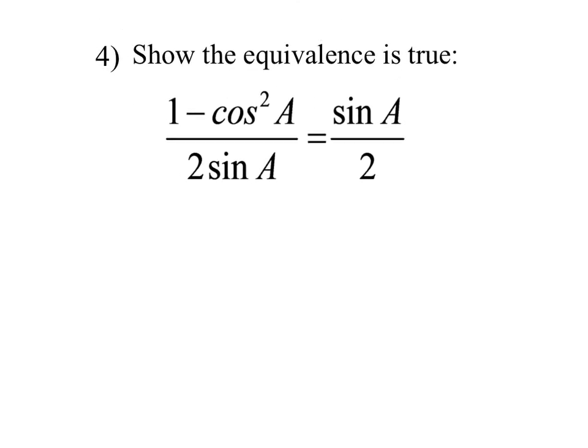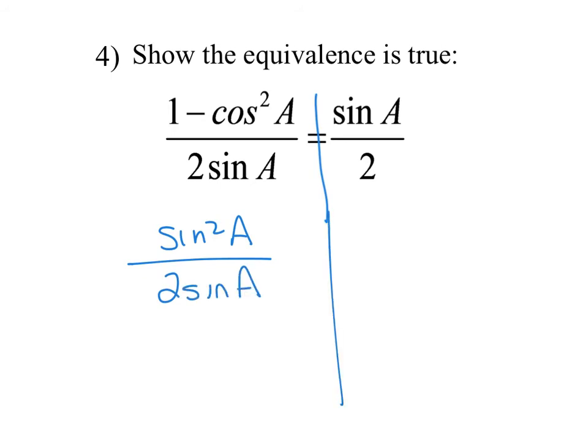Okay, so this one, we're going to try to get one side equal to the other side, see how that goes. So the only thing I see right now, everything's sine or cosine, but what I do see is that this is a squared, and this is 1 minus cosine squared. So hopefully you realize that that is simply, well, it's not that. It is sine squared a over 2 sine a. Okay, so sine squared over 2 sine.